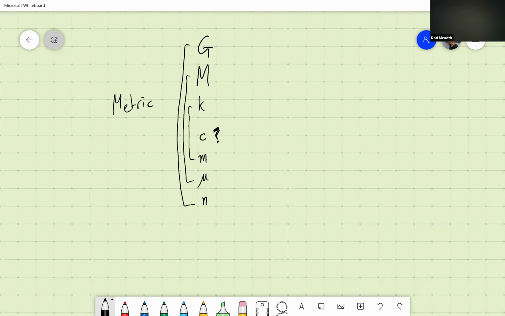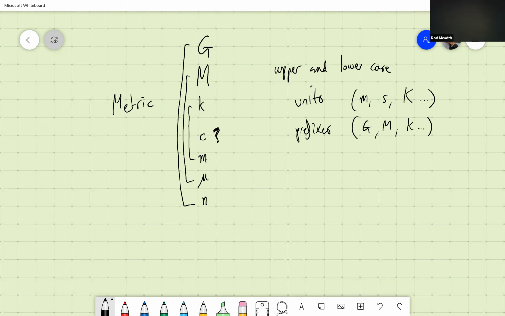Now, before I go any further, I promise you, you've got to really get it right when it comes to upper and lowercase. Do not take liberty with this. This goes for units. Units, by the way, are things like meters, seconds, Kelvin, and so on. This goes for the prefixes. The prefixes are the things that I just went through, things like giga, mega, and kilo, and so on. And it also goes for what we call the symbols.